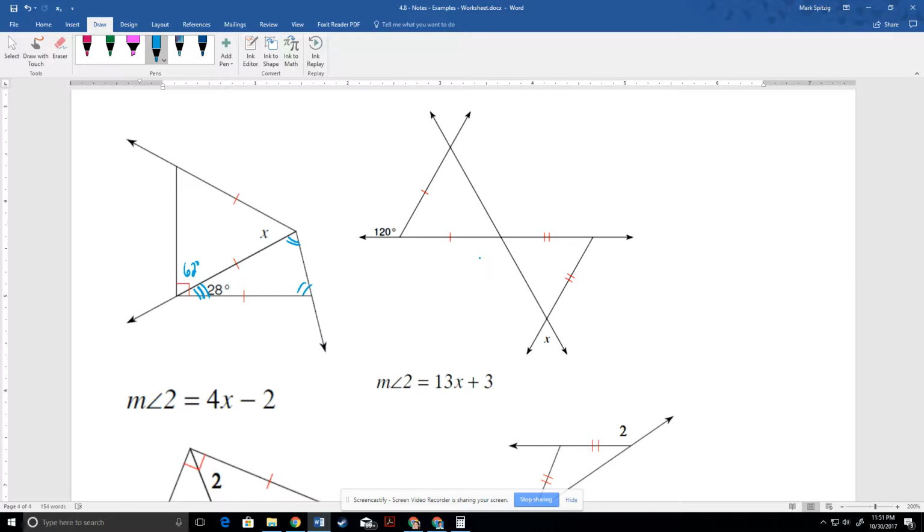So in this case, I have an isosceles triangle, which says that the angles opposite the congruent sides are congruent. So that's 62, so is that. Together we have 124. So I need 56 to get 180, so I know that 56 is going to be x.